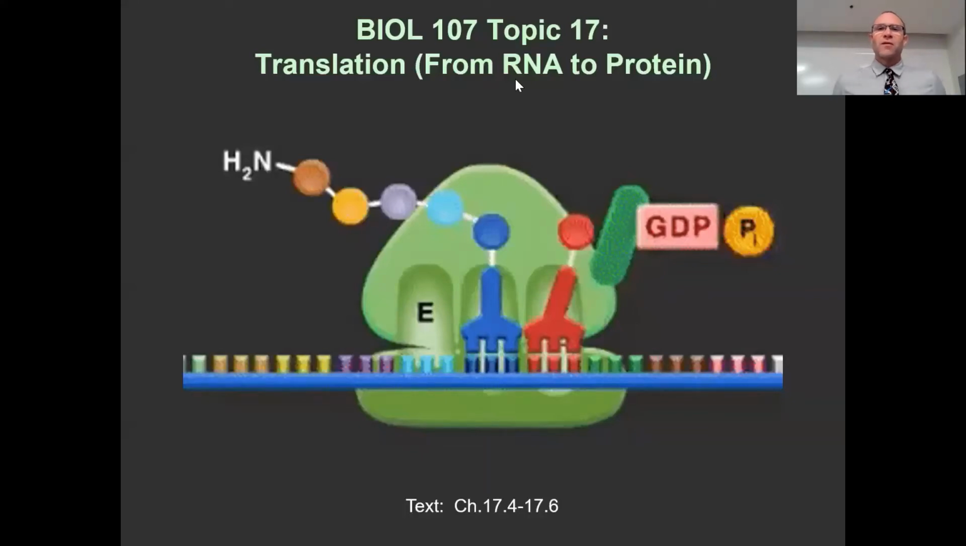So topic 17, translation. This is going to involve the ribosome, of course. And this is kind of, like I said, one of the big three things that you need to learn and know really well for the final exam. Remember, we have replication, transcription, translation, okay? So make sure you know those concepts really well. Everything else in this last part of the course is all built around those three concepts.